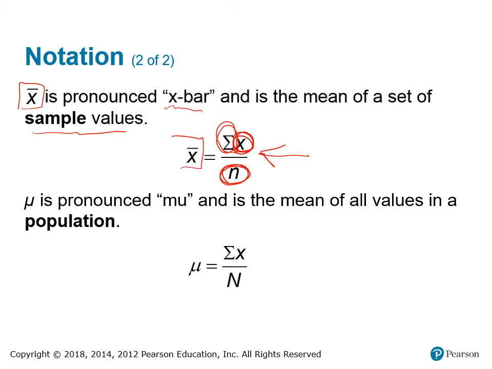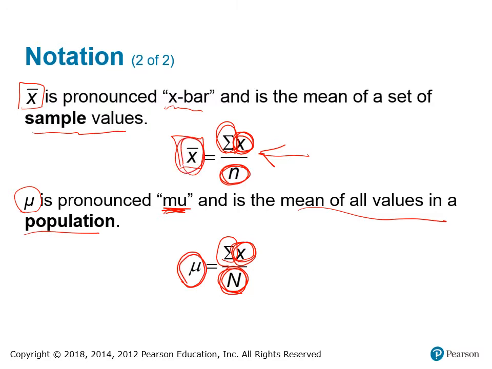Again, x bar represents a sample mean, as opposed to this symbol right here, which we pronounce as mu. And mu represents the mean of all the population values. Again, what we would do is add all our data values together in our population, and then divide by the total number of values in our population, which is our capital N. But mu represents the mean of a population, and x bar represents the mean from a sample.